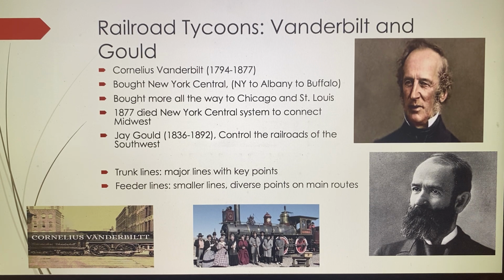Jay Gould here was another railroad tycoon. He lived 1836 to 1892, and he controlled the railroads of the Southwest. So a few railroad tycoons were getting very, very wealthy during this time, transporting goods and people across the country. You would have the major lines, called the trunk lines, with key points along the way. And then you'd have the feeder lines, the smaller lines that would feed into these bigger railroad lines. They were all trying to have standard track so that the trains could go from one to the other. And it was becoming a way of travel, even as it is today.